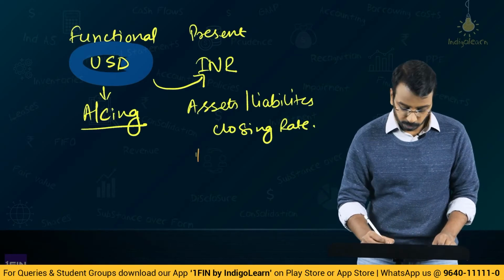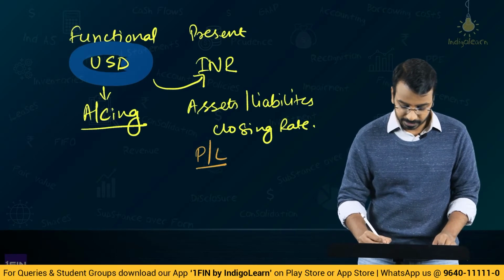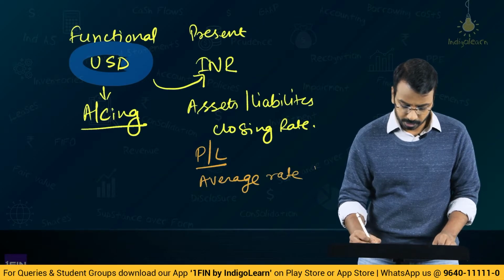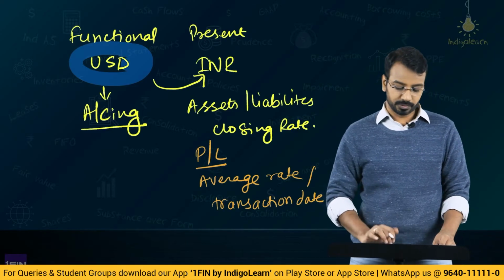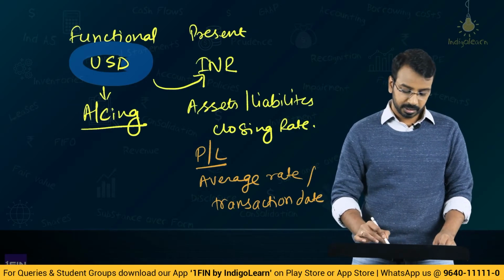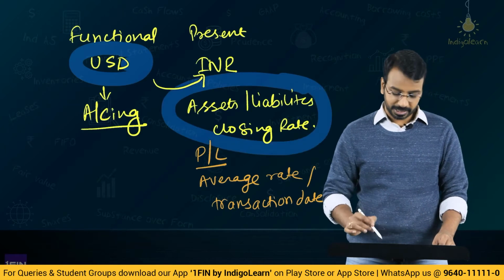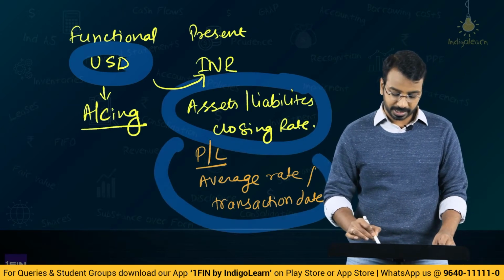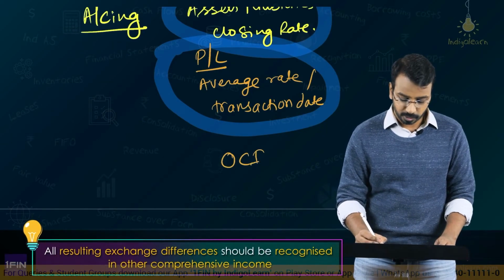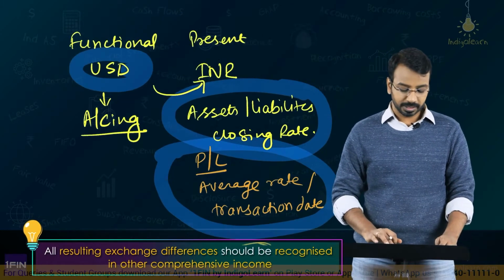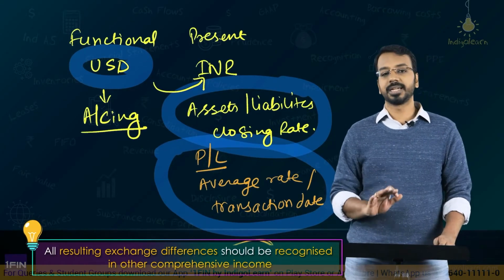Then for P&L items, you will take the average rate or transaction date rate. So you will take both of these. For converting the assets and liabilities, you take the closing rate. For P&L items, you will take either the transaction date rate or the average rate, and the resulting difference will be accumulated in OCI. That is what you do from functional to presentation currency.